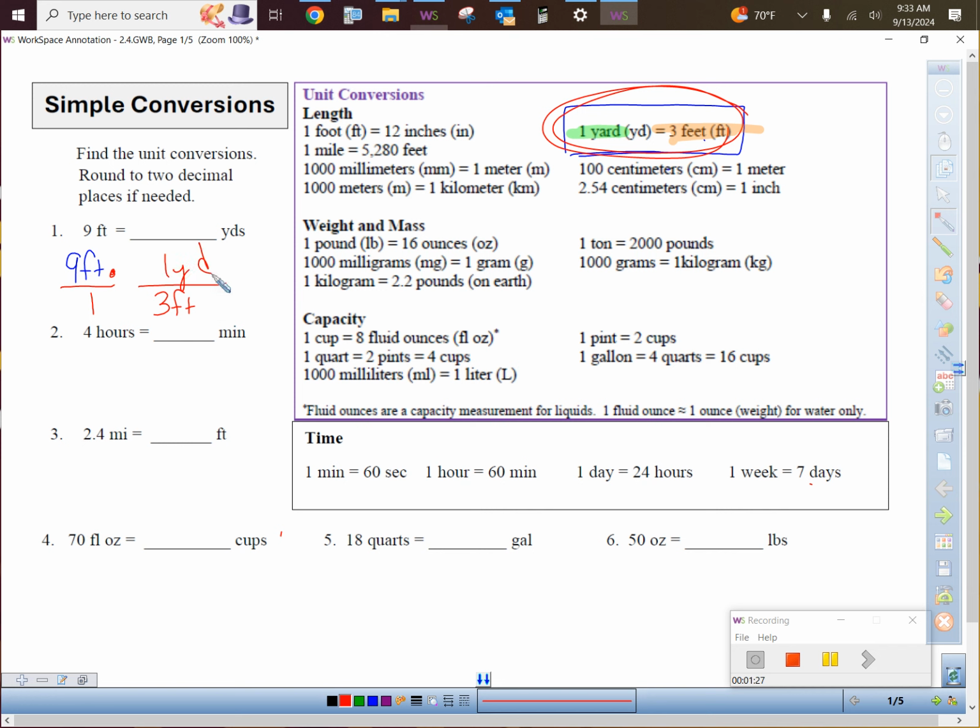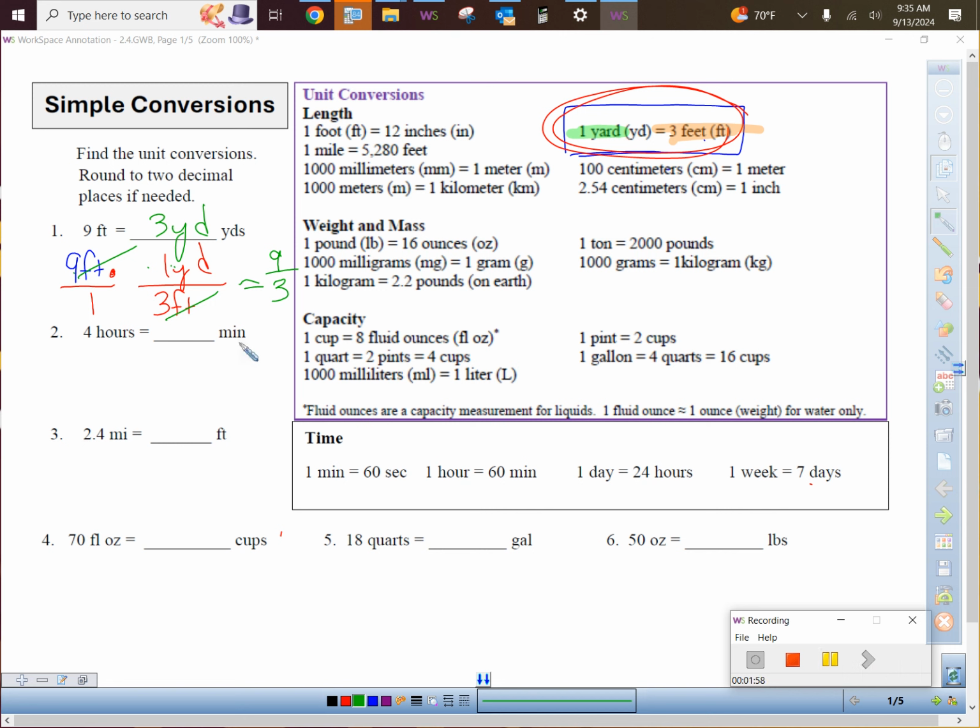And the reason why those labels are important is because if you got feet upstairs and feet downstairs, they cancel each other out. And now you just multiply these together. Top times top. What's 9 times 1? 9. And 1 times 3. That means in your calculator you need to take 9 divided by 3, which is how much, baby? 3 yards. 9 feet is 3 yards.